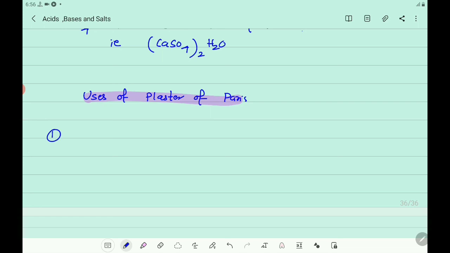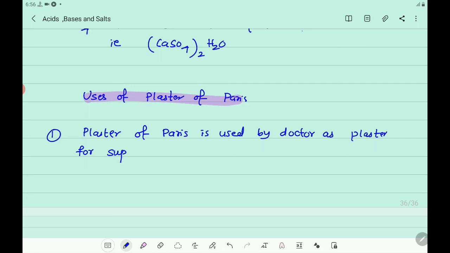First you take: plaster of Paris is used by doctors as plaster for supporting fractured bones in the right position.